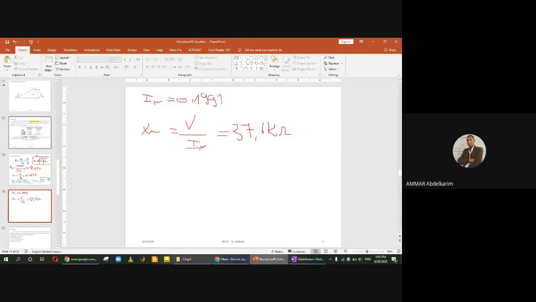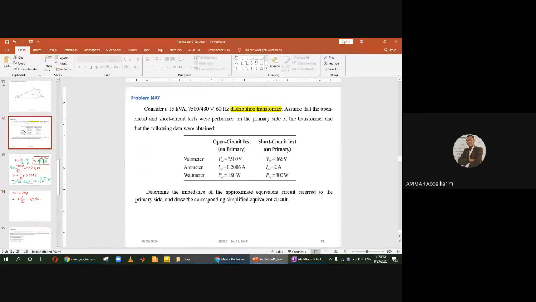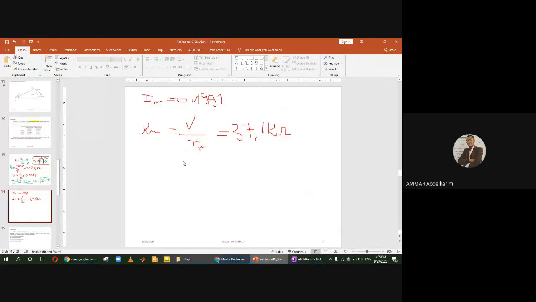This problem is a little bit clearer compared to the previous one. They did the tests on the same side, and they specified that it's a step-down transformer. Now for the short circuit test, we are going to calculate the equivalent impedance, resistance, and reactance, using the measurements of the short circuit test.